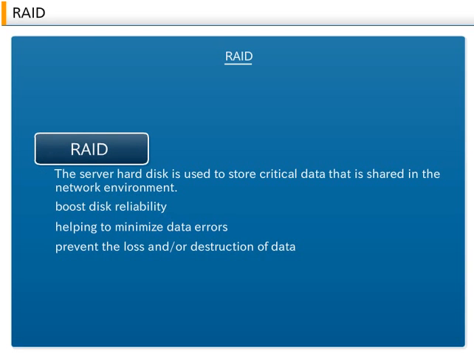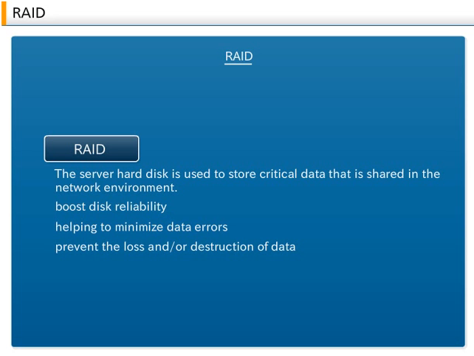RAID. The server hard disk is used to store critical data that is shared in the network environment. A technique known as RAID, redundant array of independent inexpensive disks, is used to boost disk reliability, thereby helping to minimize data errors and prevent the loss and/or destruction of data.